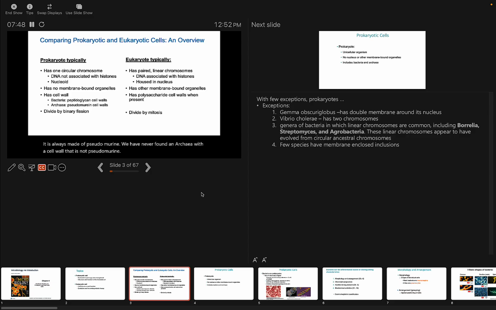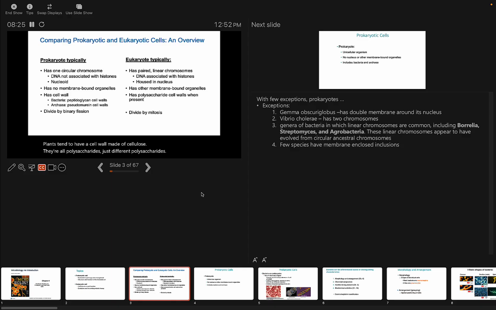Some eukaryotes have a cell wall. We don't. That's why we're squishy. Plants do. That's why they're not squishy. And their cell wall is going to be made of some sort of polysaccharide. Things like fungi can have cell walls made of chitin or glucan or mannan. Plants tend to have a cell wall made of cellulose. They're all polysaccharides, just different polysaccharides.